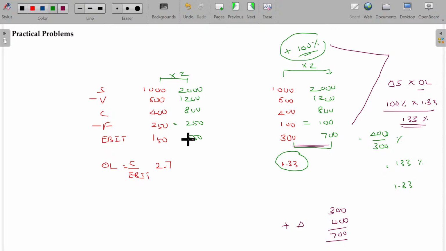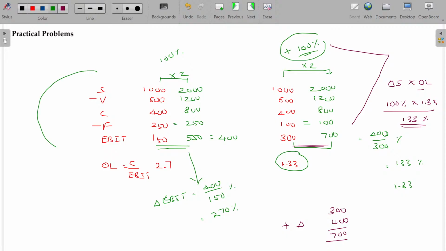550. Now tell me, what about the change in EBIT? Change in EBIT percentage. Almost 400 changed from the base 150. The change being 400 rupees. Increase in EBIT being 400 rupees. Comparing with the existing EBIT, what is the percentage of change here? 2.67. Otherwise 2.7 times, or 270 percentage. So 100% change in sales, but ultimately there is a change in EBIT by 270 percentage.